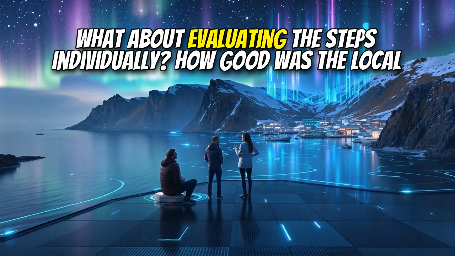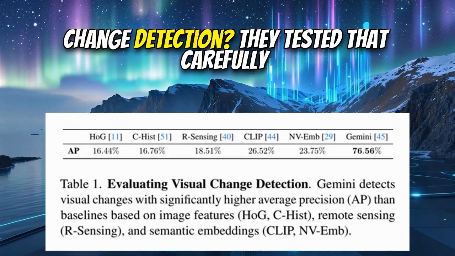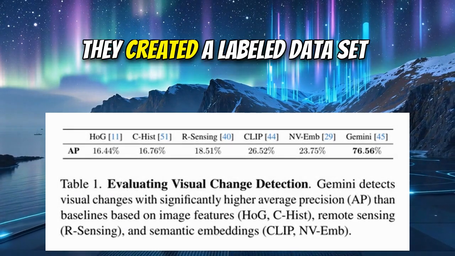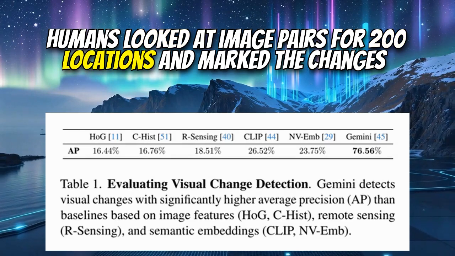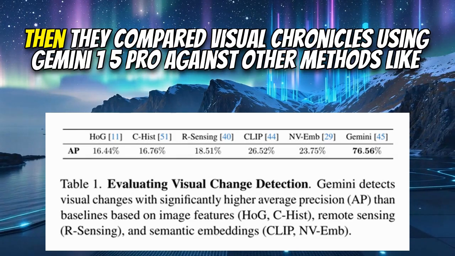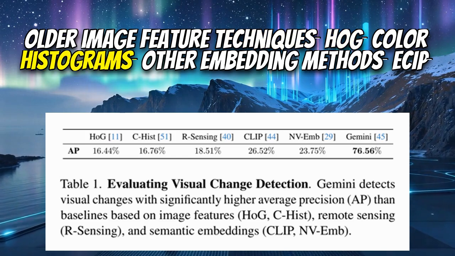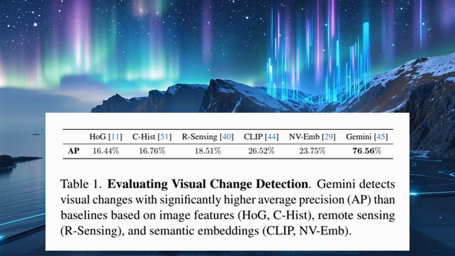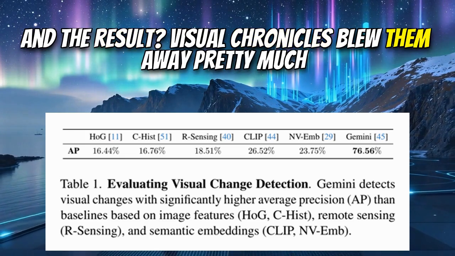What about evaluating the steps individually? How good was the local change detection? They tested that carefully. They created a labeled dataset. Humans looked at image pairs for 200 locations and marked the changes. Okay. Then they compared Visual Chronicles using Gemini 1.5 Pro against other methods like older image feature techniques, HOG, color histograms, other embedding methods, ECFP, NVM, even a remote sensing technique. And the result? Visual Chronicles blew them away, pretty much.